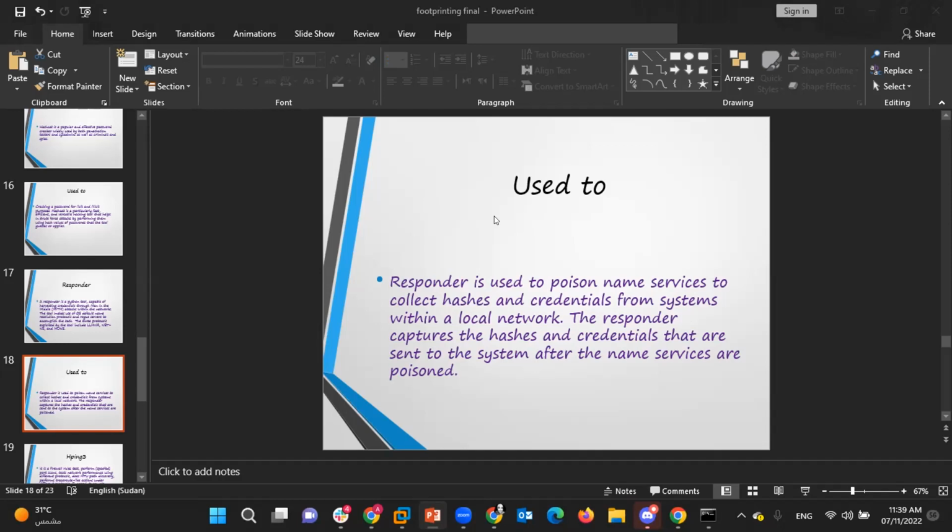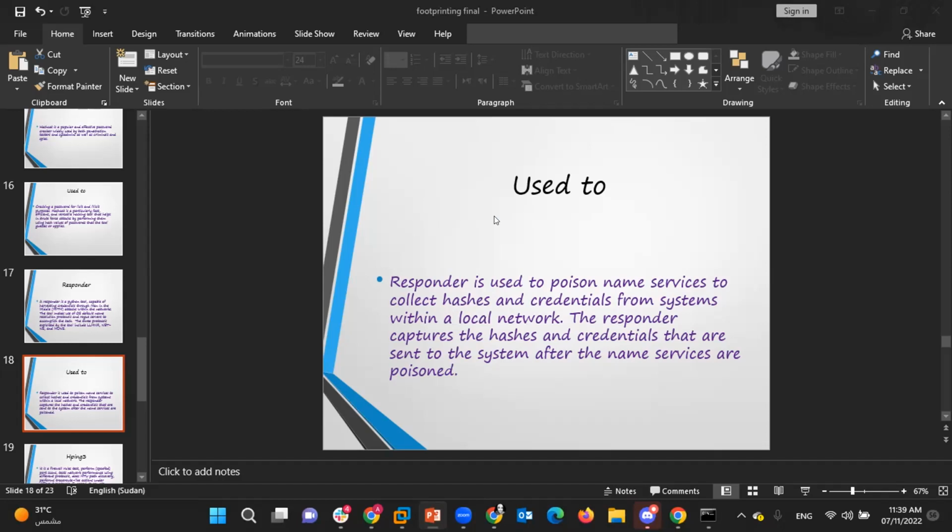It works in a local network, and if the credentials are sent locally, the responder collects these hashes from the system, from the network, through the man in the middle attack, locally. When that happens, the responder captures the hashes and credentials when the system sends the user name and password within the network.